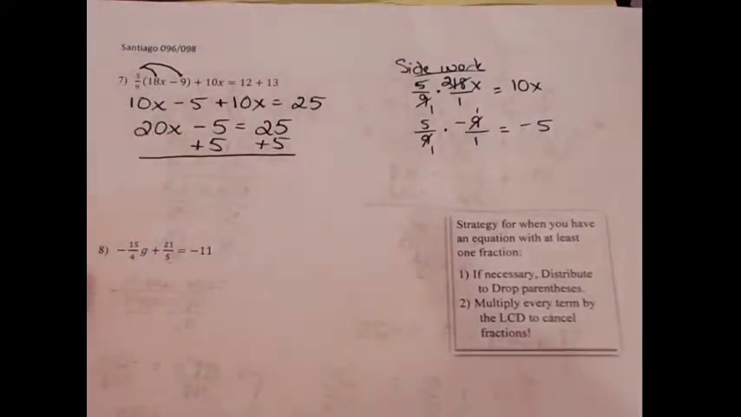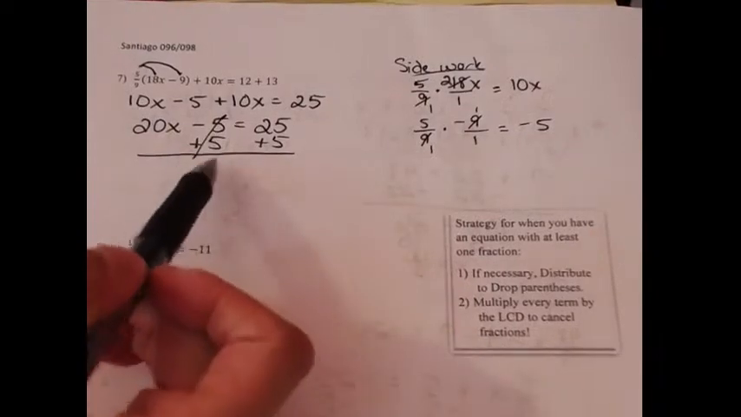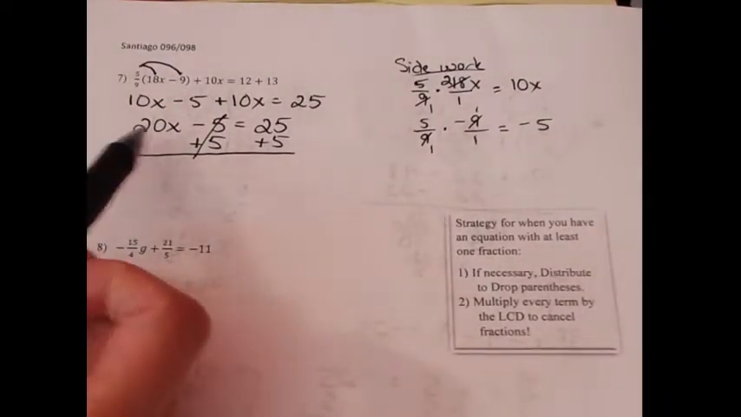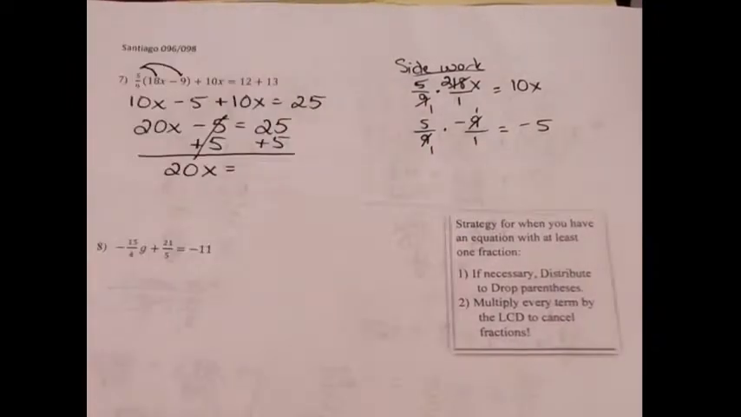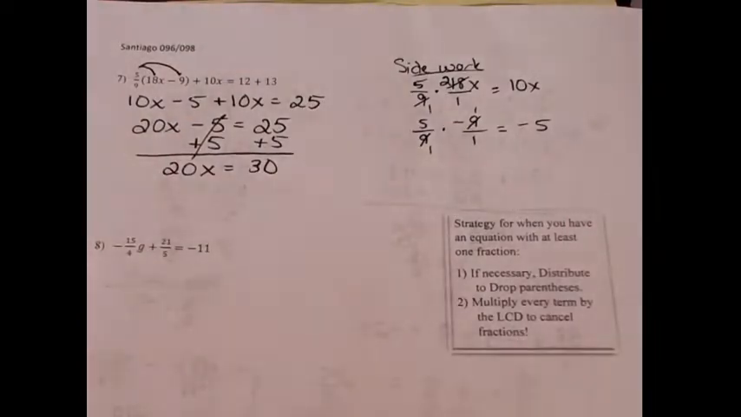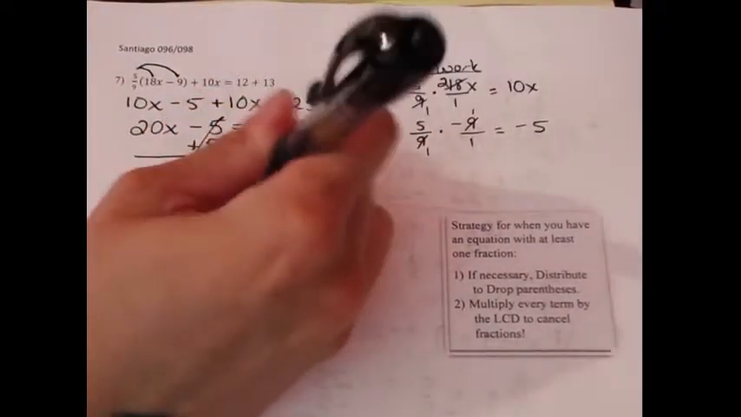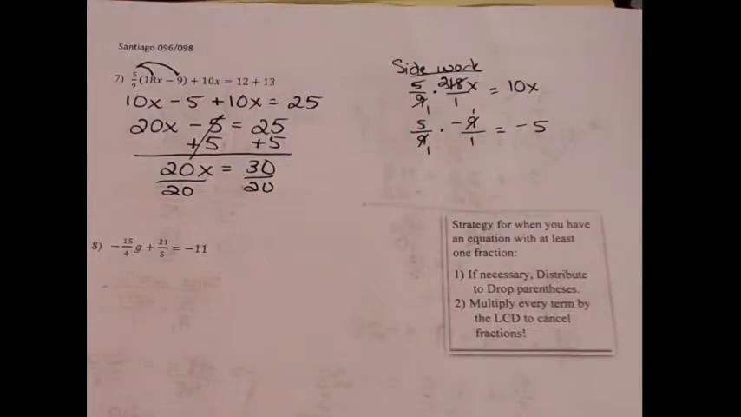Notice that -5 and +5 cancel, leaving us with a 0, but I'm not going to write 0. I'm just going to note 20x plus 0 is simply 20x. And 25 plus 5 is 30. At this point, we're going to divide by 20. And every time we have an answer that is a fraction, we must always ask, is it possible to reduce this? Notice they both end in a 0.